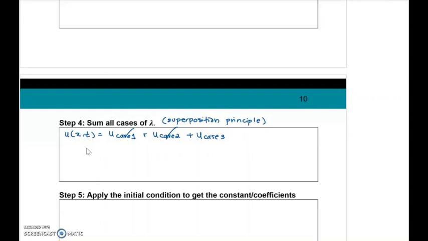Okay. So since the first two cases are out of context, we only have case number 3. So this is the summation of n equals 1 up to infinity of Bn exponent negative 4n squared pi squared t sine n pi x. Okay, so this is our initial solution.